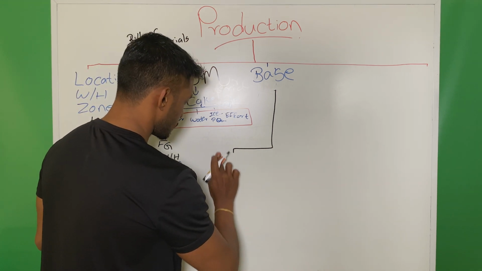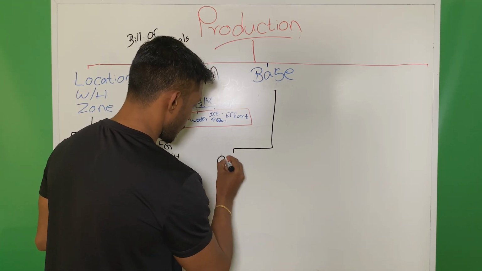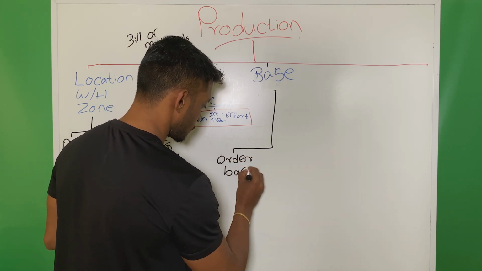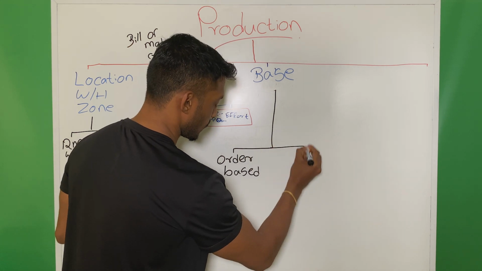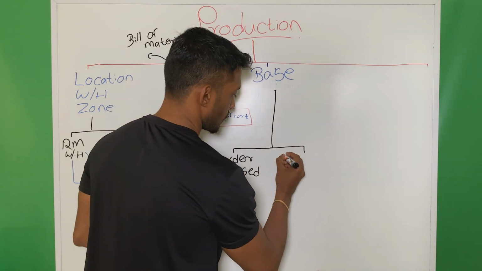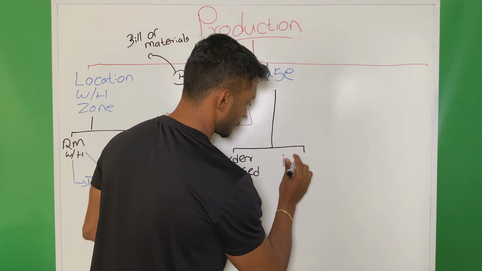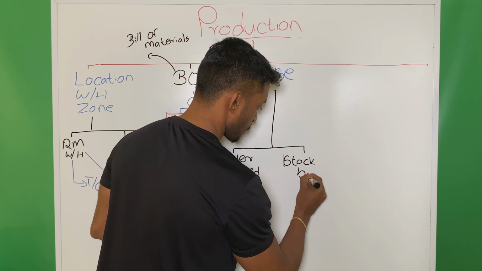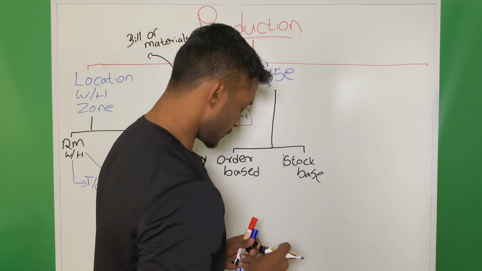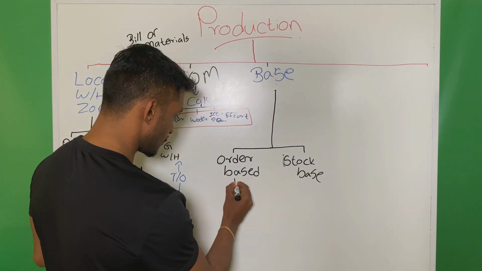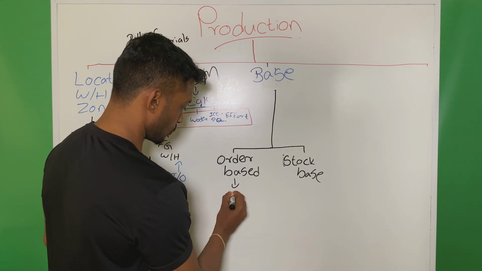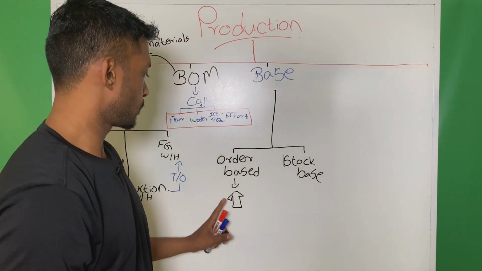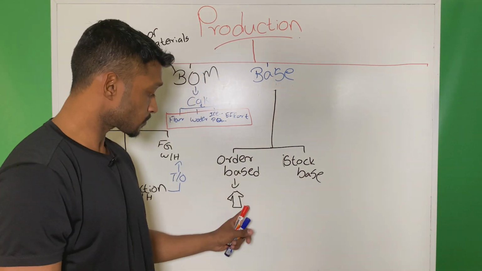Sometimes we can create production based on orders, order based, or it can be stock based. What's this? Imagine you are a garment manufacturer. So in order to produce garments, you need to have orders.